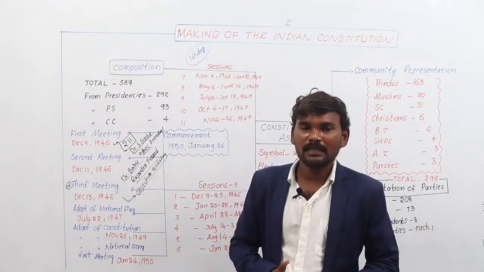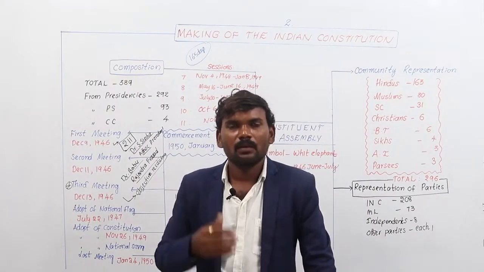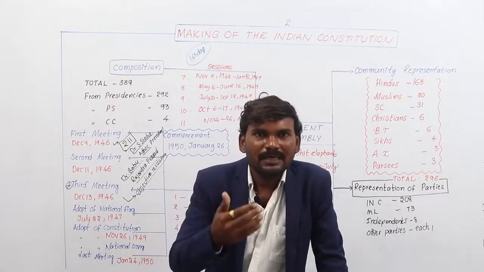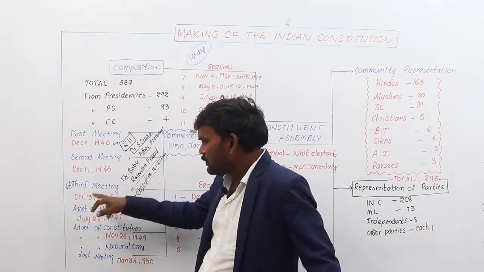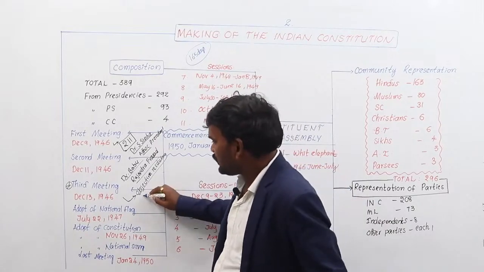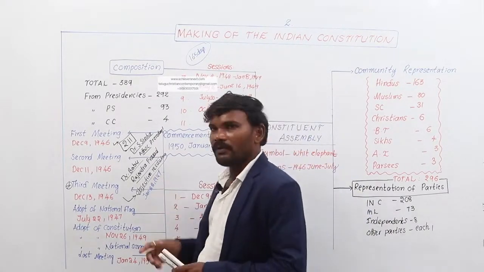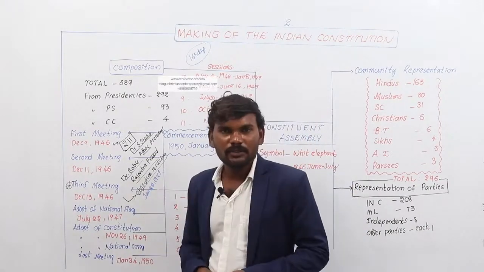The Objectives Resolution is nothing but a resolution on how our constitution would be framed, what objectives had to be inserted in the constitution, and what would be the salient features of the Indian constitution. All these things are mentioned in this Objectives Resolution. It was introduced by Jawaharlal Nehru on December 13, and it was approved by the Constituent Assembly on January 22nd, 1947. On January 22nd, 1947, the Objectives Resolution, which was moved by Jawaharlal Nehru in the Constituent Assembly, was adopted by the Constituent Assembly.